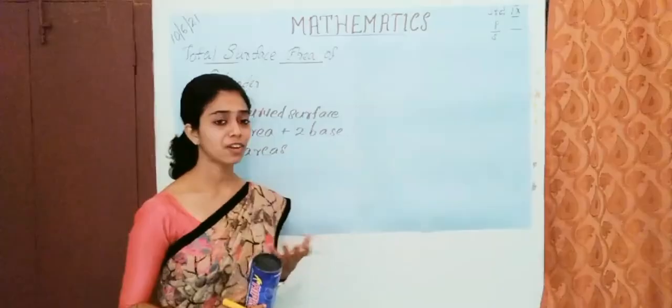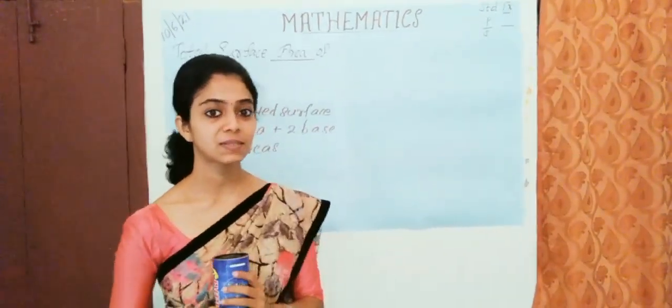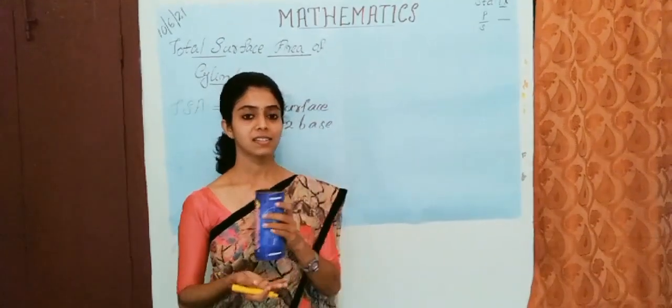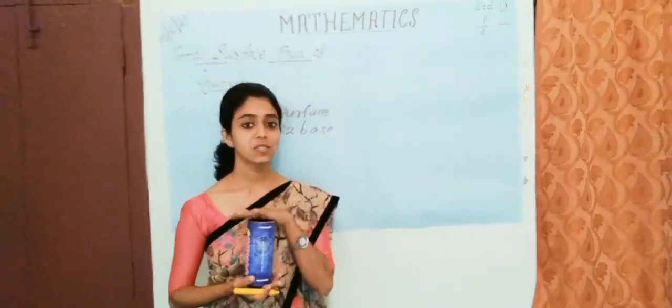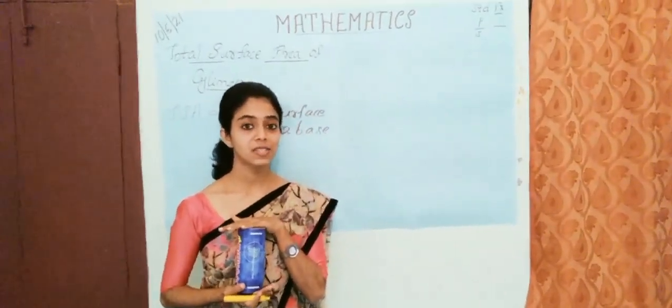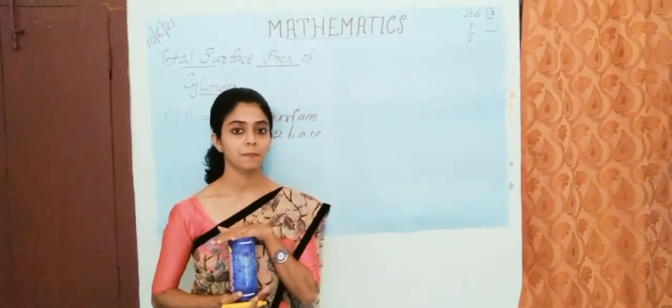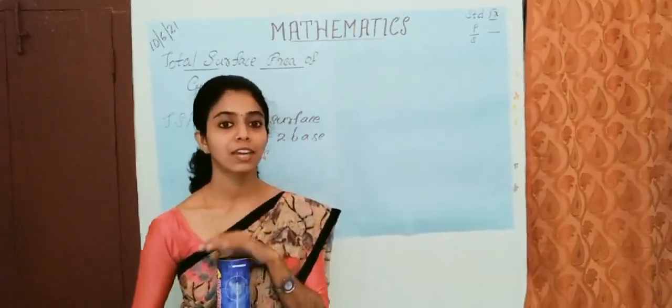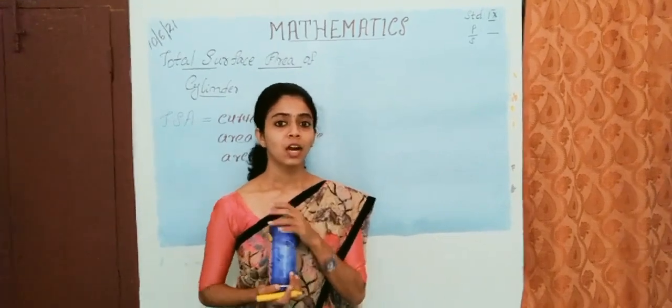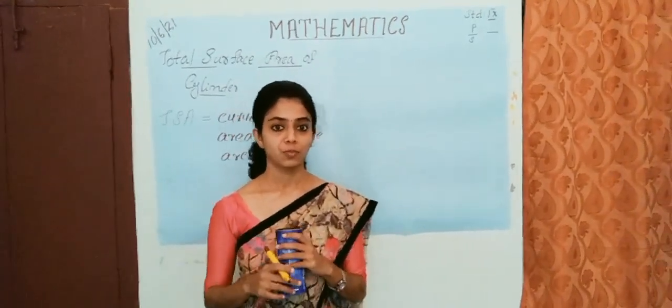Is there any method to find out the curved surface area of the cylinder? This is the cylindrical shaped object. Can you suggest a method to find out the curved surface area of the cylinder? No problem. I will leave it to a proof for you. All of you take a rectangular sheet of paper with you.